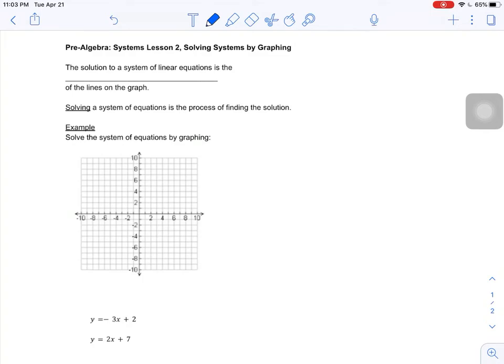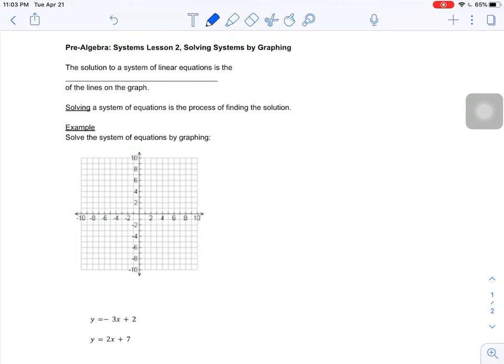Yesterday's activity, the introduction at the top of the page, very quickly told you what a system of equations is, or a system of linear equations. So a system of linear equations is a comparison between two different linear equations. And one way we can compare the equations is by putting them on a graph, which is what you were doing yesterday and what we're going to talk about here in a few minutes.